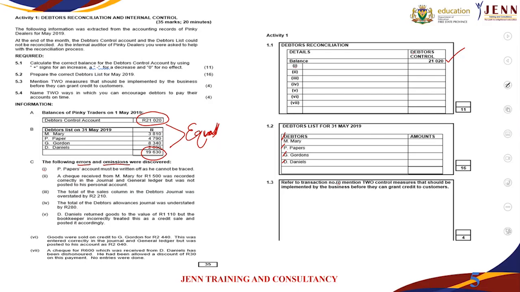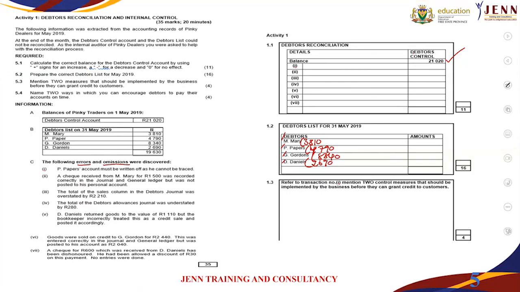But when we go to the debtors list, you can see that we have different balances according to the debtors list. Now, all these different balances must start to be recorded. As we can see, it says here, Mary has 3,800. So in brackets here, we must have 3,810 for Mary. And then for Papers, we are going to have 4,790. And then for Gordons, we are going to have 8,340. And then the last one is going to be Daniels. We are going to have 2,690.